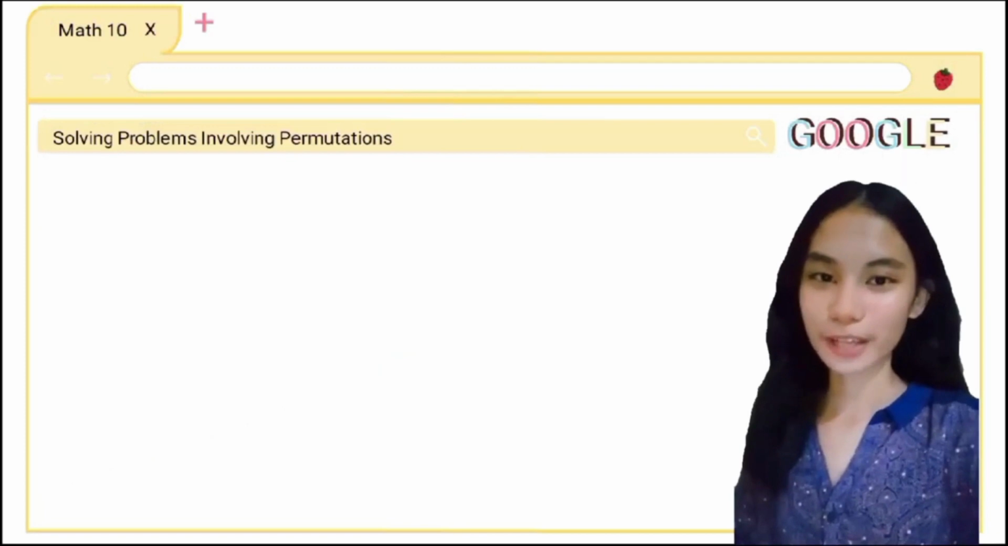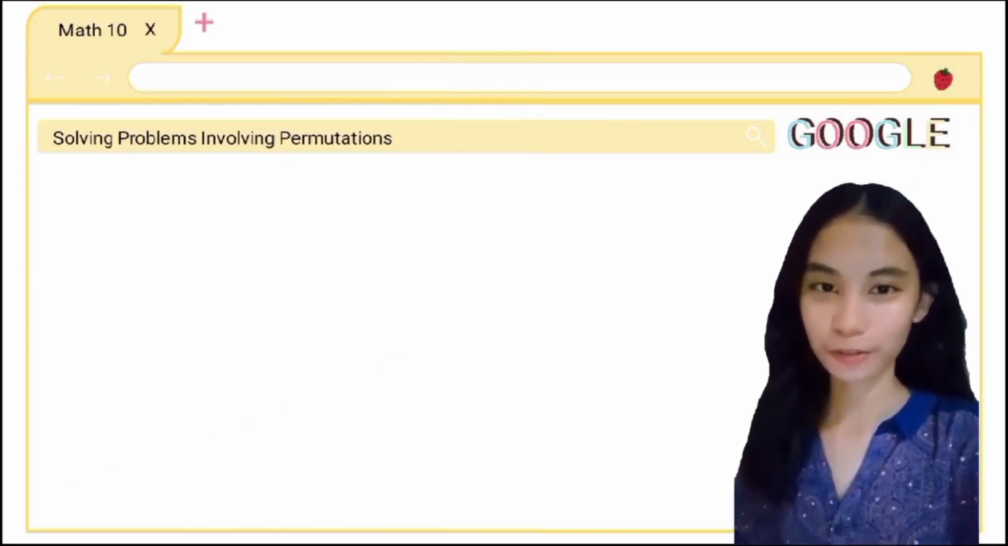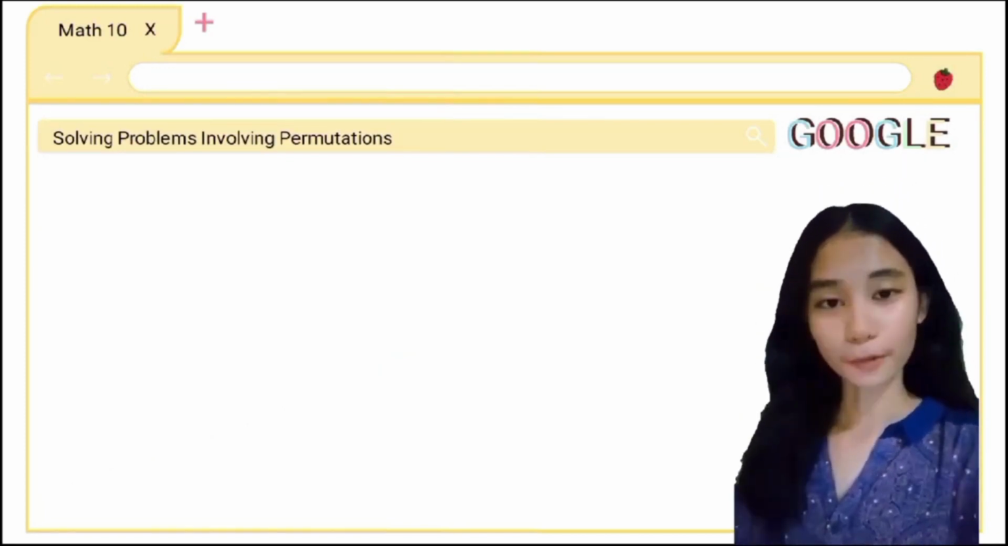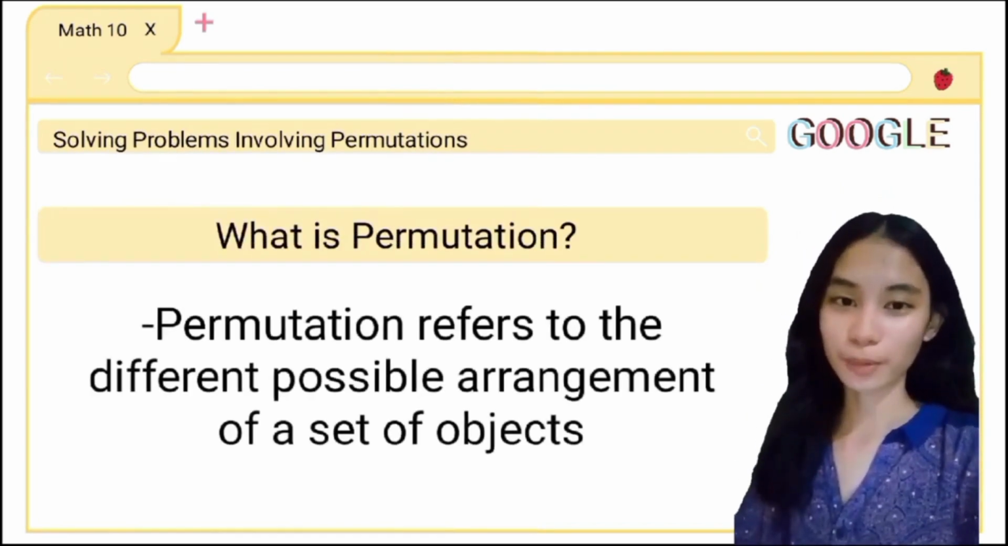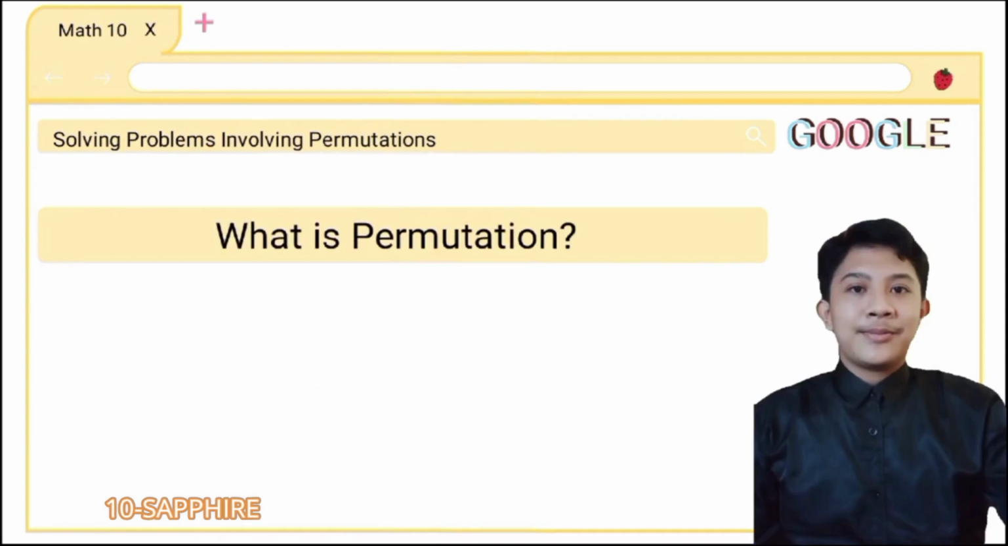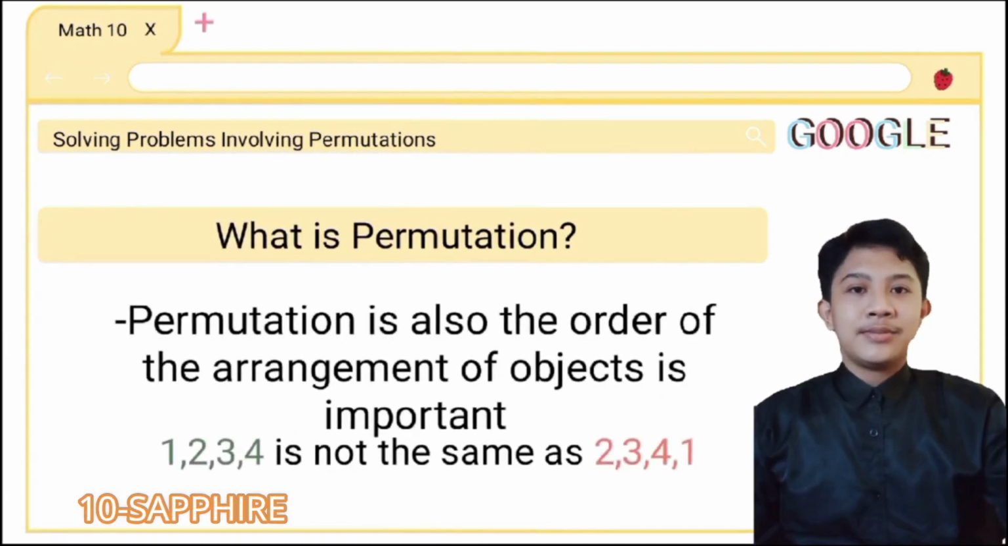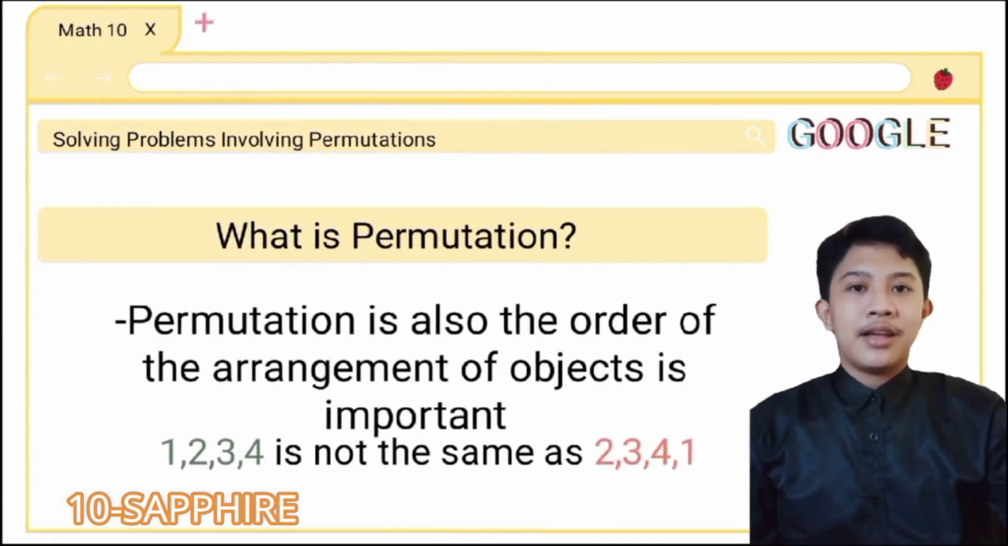Hi everyone, my name is Angel and you are here to learn how to solve different problems involving permutation. But first, what is permutation? Well, permutation refers to the different possible arrangements of a set of objects. In permutation, the order of the arrangement of objects is important. For example, 1, 2, 3, 4 is not the same as 2, 3, 4, 1.